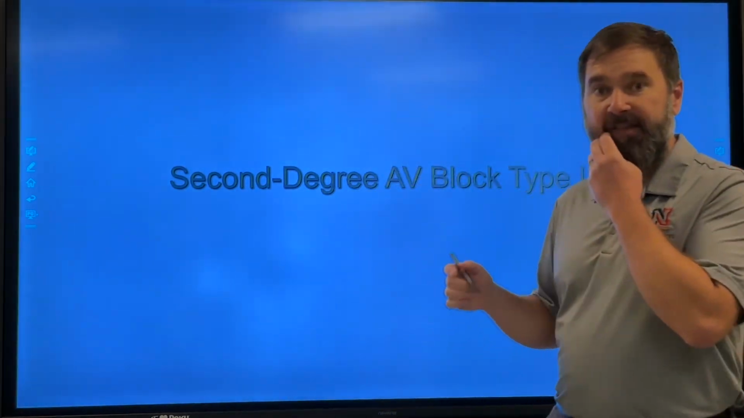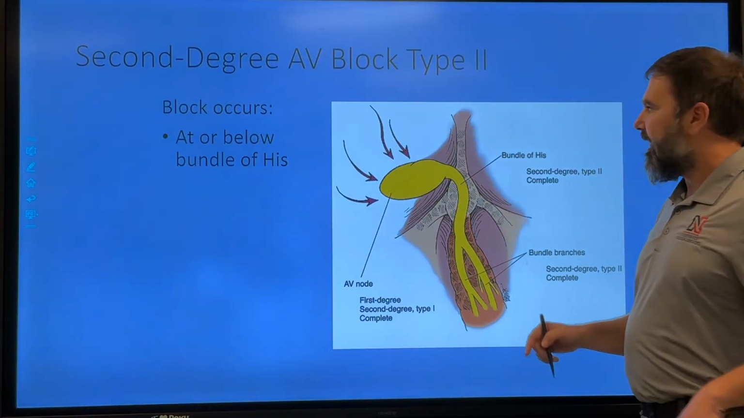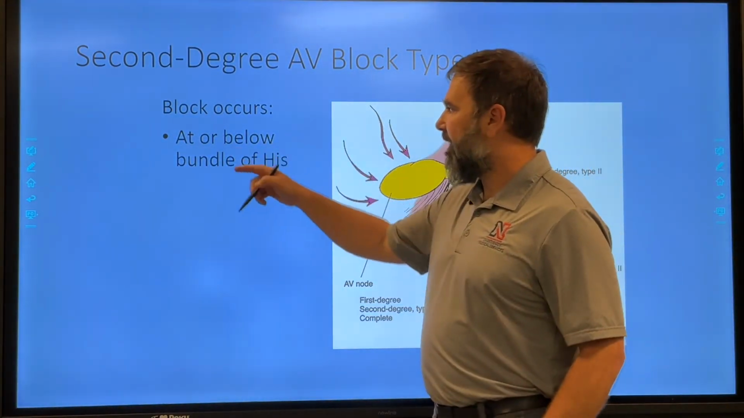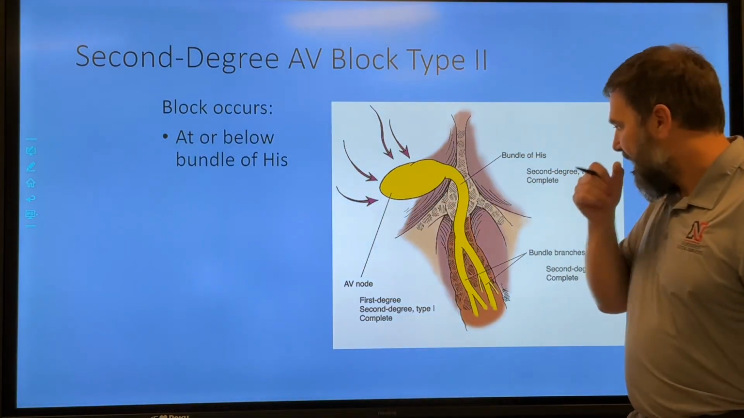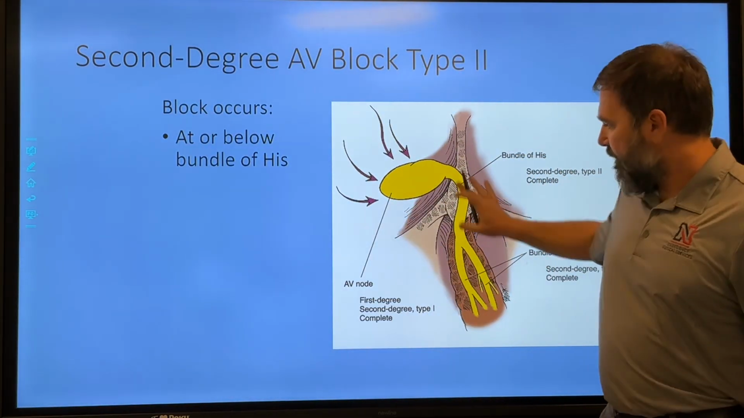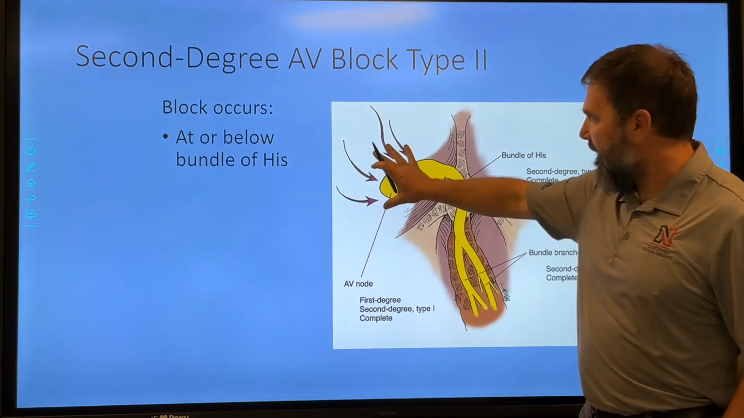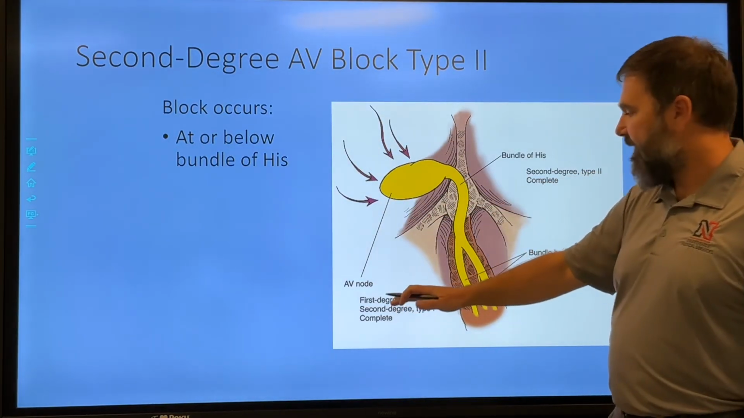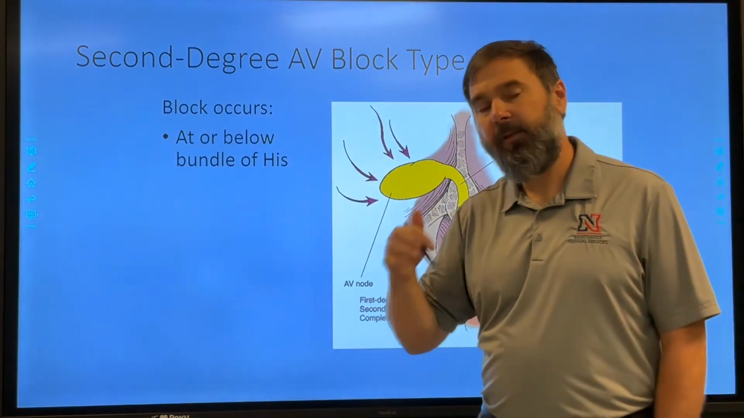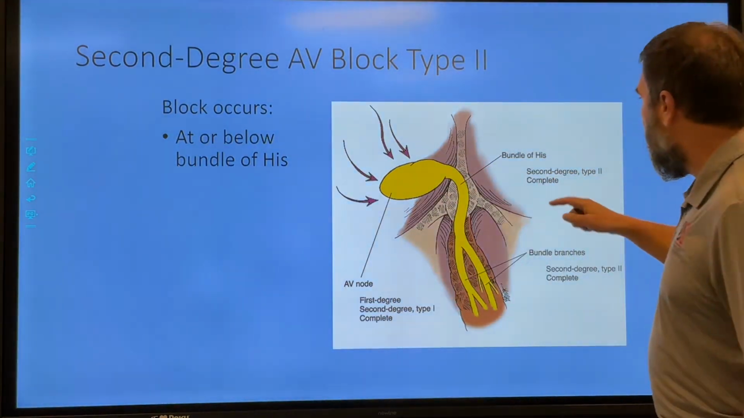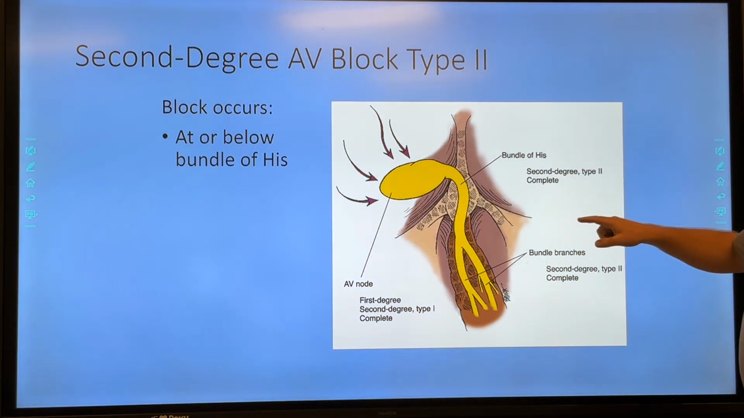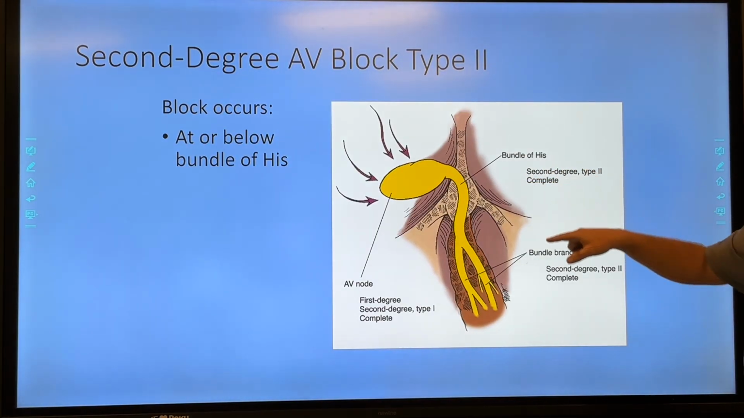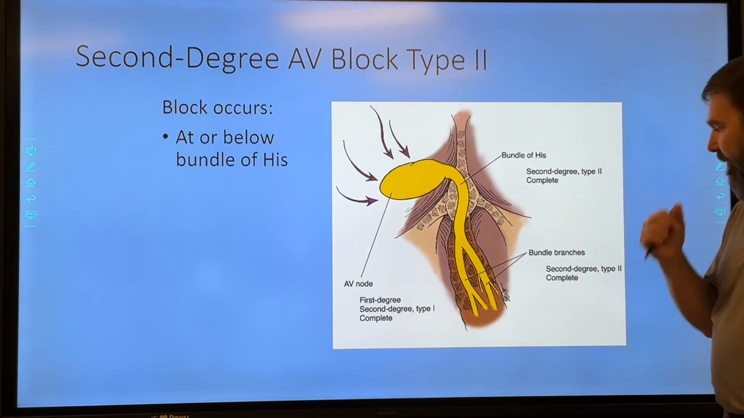So that's what you see with a type 1. However, what's happening with a type 2? With a type 2, the block occurs at or below the bundle of His. Going back to review, if it's happening at the AV node itself, we're dealing with a first degree, a secondary type 1, or a complete or third degree AV block. So if we're dealing with a type 2, it's going to be happening in the bundle of His or somewhere in the bundle branches.